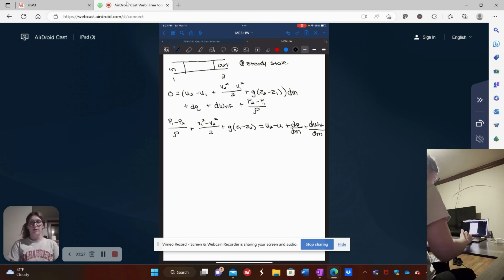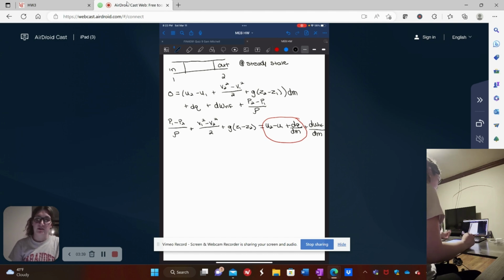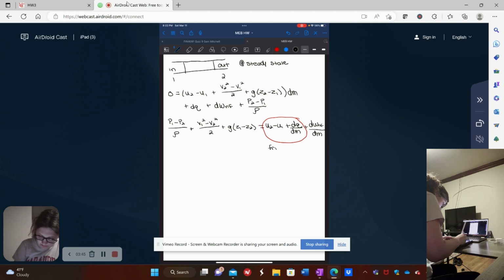And so now what we can look at on the right-hand side of the equation here is this internal energy at position 2 minus internal energy at position 1 plus dq over dm, because this is known as frictional heating.